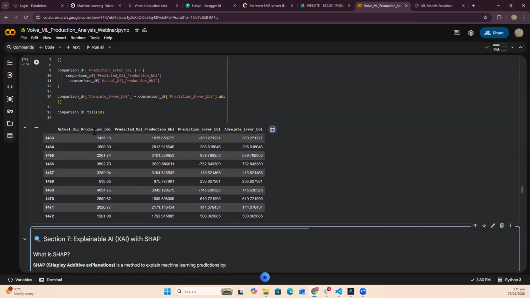As we can see, we have the actual oil production, the predicted production, and the prediction error. The model predicted 105, but the actual production is 1435. So the model was getting closer. The next one, we have 1206, but the model predicted 2012. That means the model predicted higher than the normal. So these are just predictive values, and you can use them to make decisions.